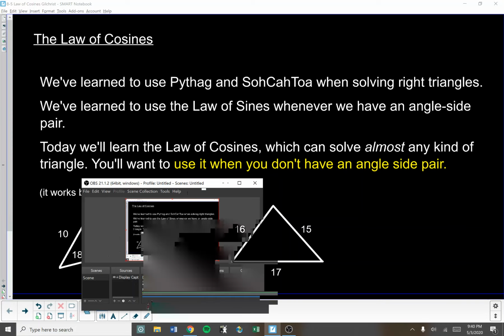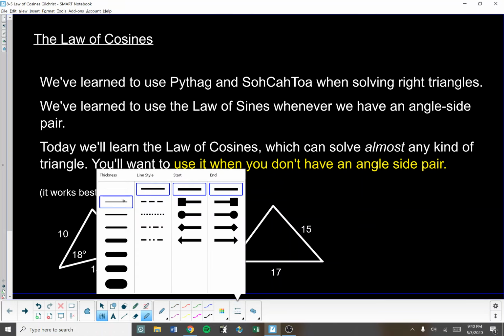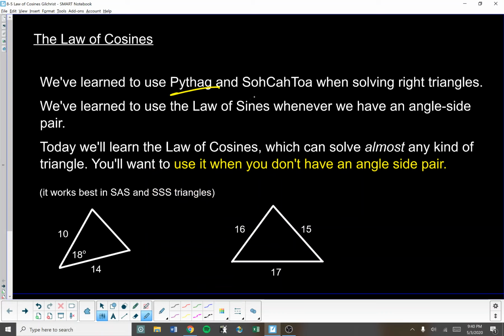Alright gang, this is going to be a quick one, so let's just knock it out. We have learned to use the Pythagorean theorem and the law of sines and cosines. No, we've learned to use the Pythagorean theorem and Sohcahtoa when solving right triangles. Those two things only work in right triangles.